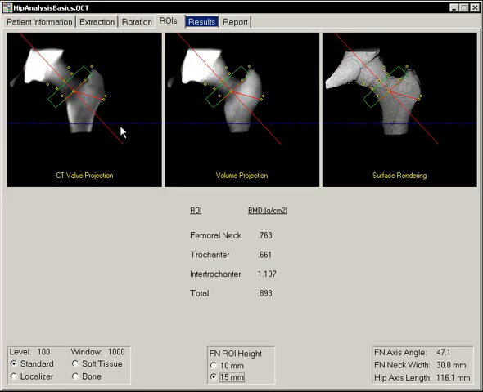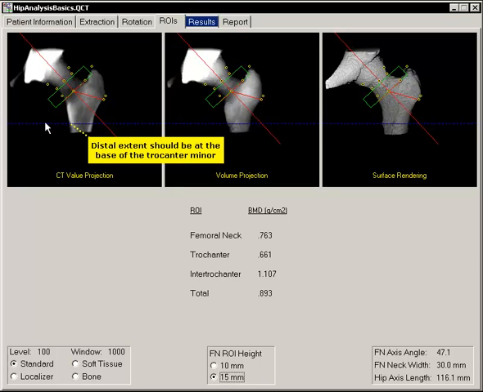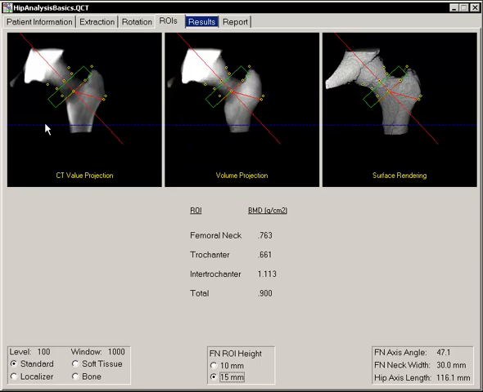The ROI height can be adjusted by selecting either 10 or 15 millimeters from the ROI height size box. A shorter ROI can be used to exclude femoral head or compensate for a small neck. The distal extent line should be at the base of the lesser trochanter. Its location is adjusted by dragging it. The automatic ROIs were initially correct, so no actual adjustments were necessary on this example.